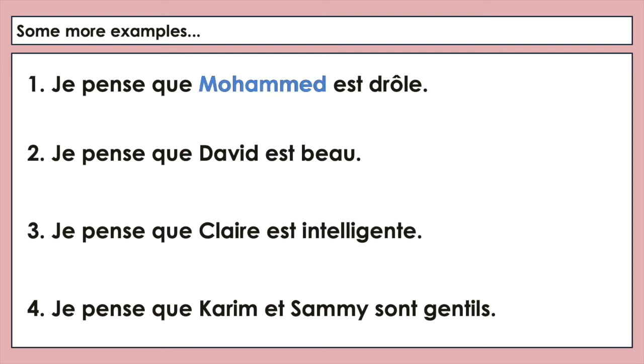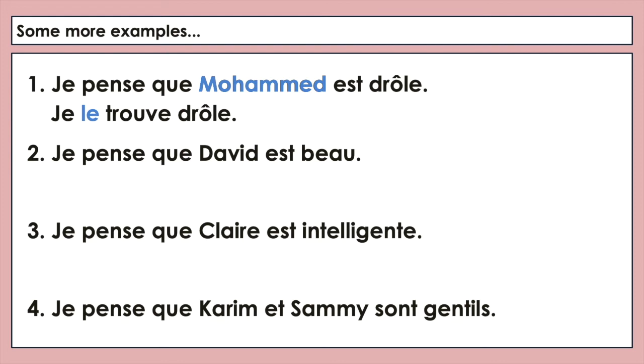So, our object in the sentence is Mohammed. We'll highlight him in blue. Je pense que Mohammed est drôle. I want to say I find him funny, so I'm using the direct object pronoun for him, the masculine one, le. Je le trouve drôle. So remember that direct object pronoun has jumped to before the verb as well.